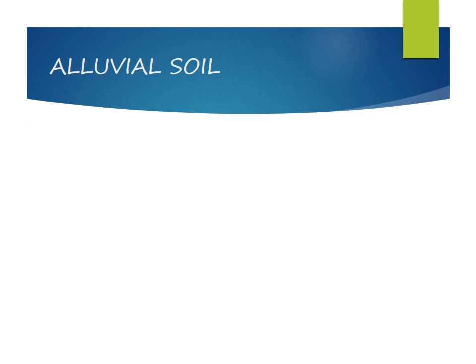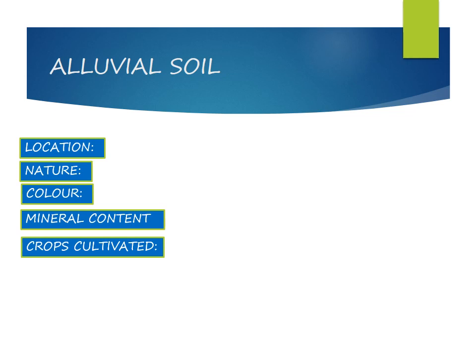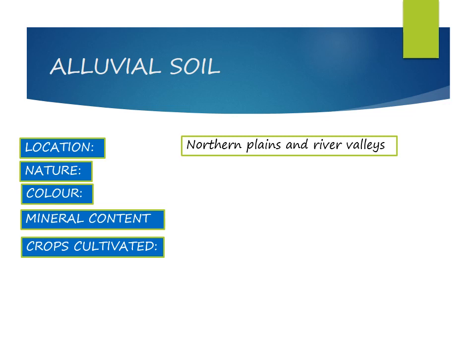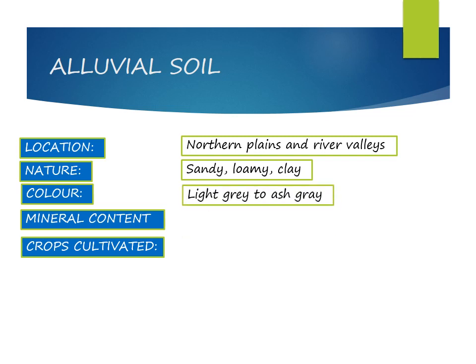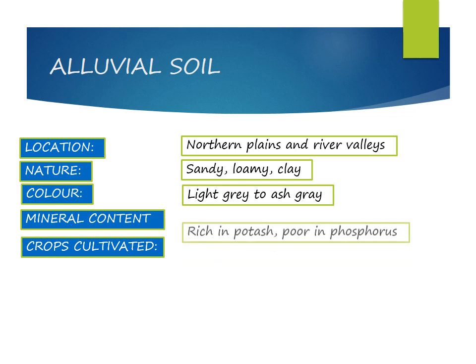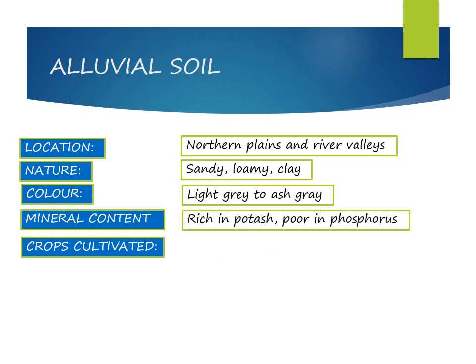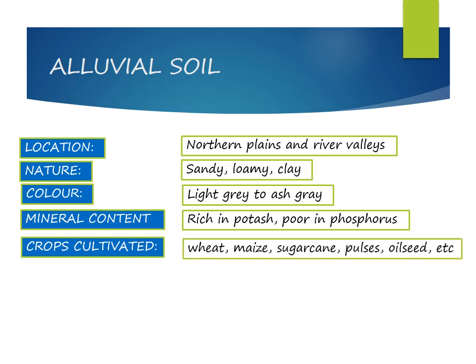Alluvial soil. So whenever you are studying the different types of soil, you consider these particular headings. Study it under these headings, like location, nature, color, mineral content, crops cultivated. Now in case of alluvial soil, it is usually present in the northern plains and river valleys, like we have Rajasthan, Gujarat. It is sandy, loamy or clayey in nature. It's light grey to ash grey in color, rich in potassium and poor in phosphorus. Various crops like wheat, maize, sugarcane, pulses, and oilseed are cultivated on alluvial soil.